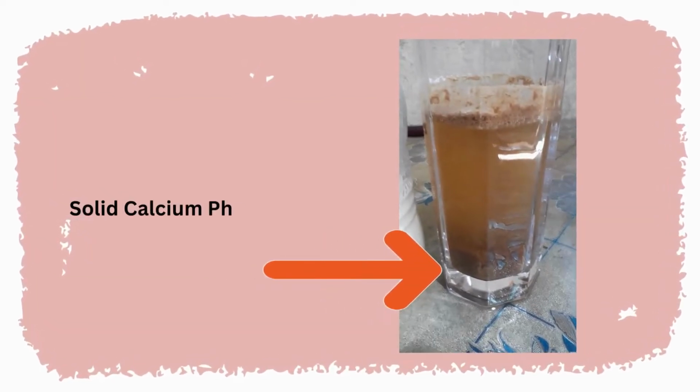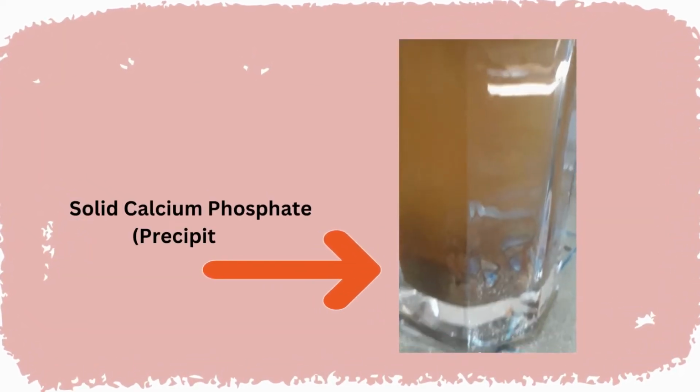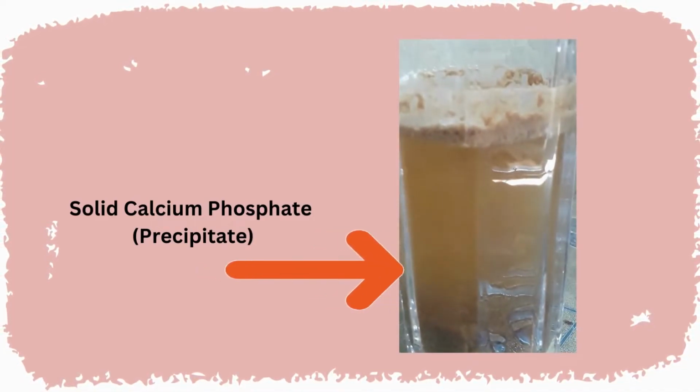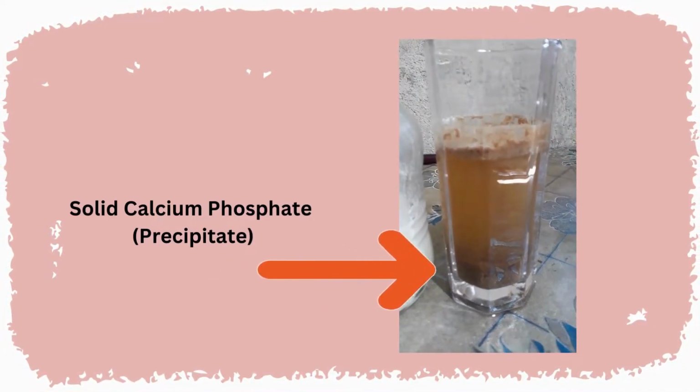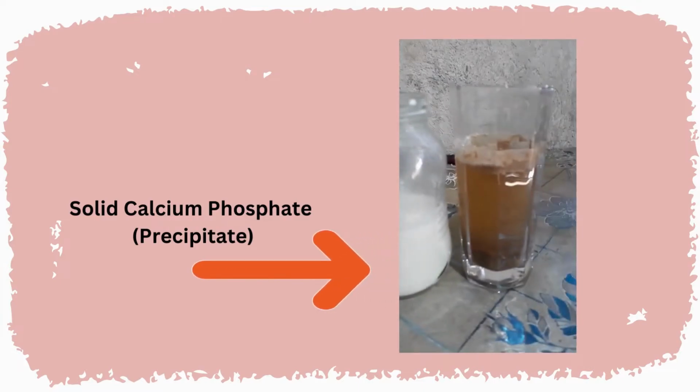So finally, after a few minutes, we can see the solid phosphate formed rest at the bottom of the glass, which we call precipitation.